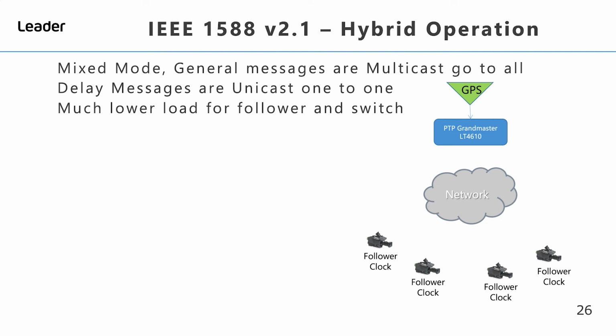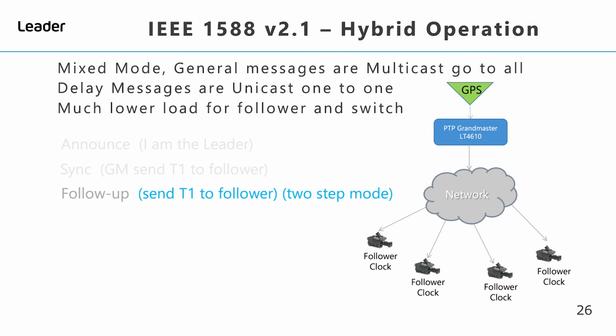So let's take a look at mixed mode operation. An announce message is multicast to all follower clocks. A sync message is multicast to all follower clocks. This sends the T1 time to the follower. So now it has both T1 and T2 timestamp information. A follow-up message is sent only if you're using two-step mode. The follow-up message is used to send the correct time of the sync message.